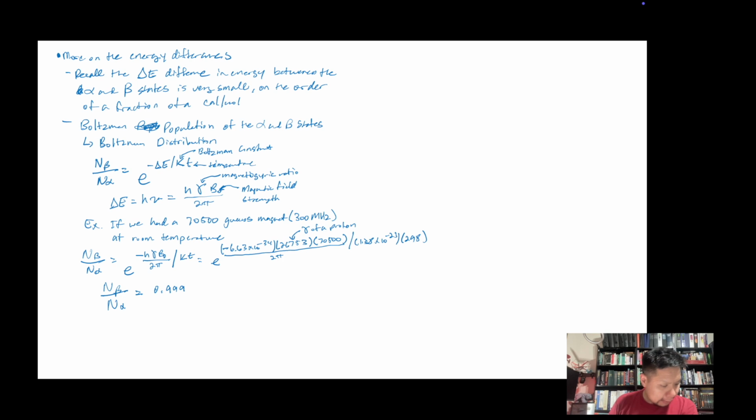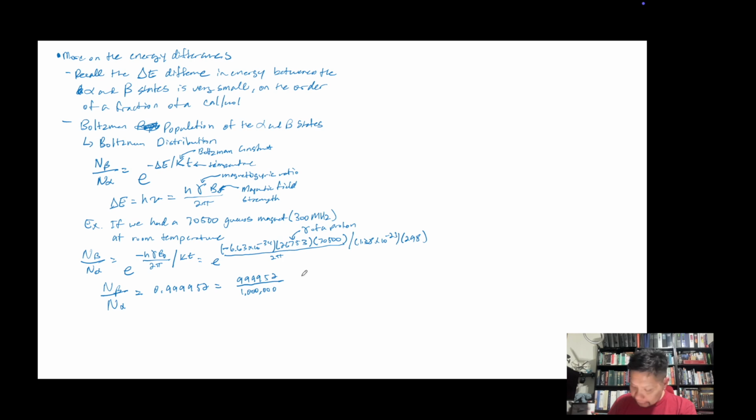0.999, four nines, 9952. And so that might not mean much to you, but I can put it in more perspective by writing it out like this, where that is out of almost 2 million protons: 999,952 protons are in the beta state, while a million are in the alpha state.